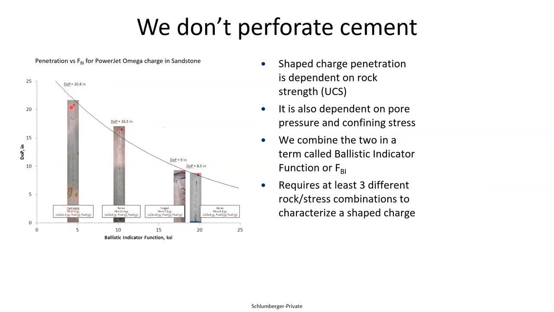For example, in the first example, in which we have a depth of penetration of 20.8 inches, I have a UCS of 1.6 kpsi and 4 kpsi for the confining pore pressure. But if I go to this Berea sandstone, with a UCS of 8 kpsi, you can see that for this sandstone, the penetration is only 8.5 inches. So as the ballistic indicator function is higher due to a high UCS and a high pore pressure, my depth of penetration is going to be reduced. So it's very important to remember that shaped charge penetration is highly dependent on the rock strength. This is very important to remember.